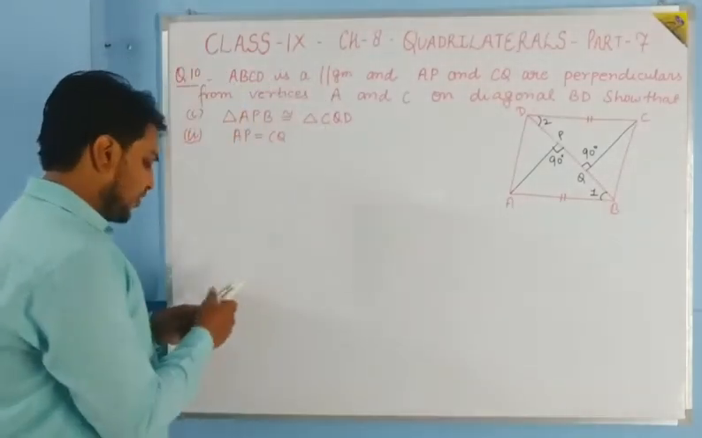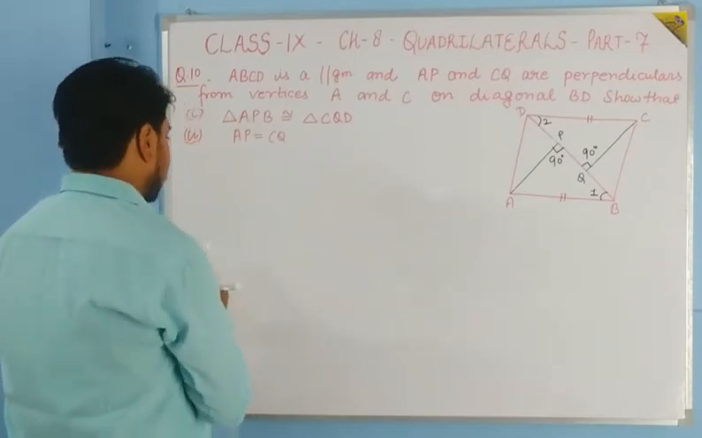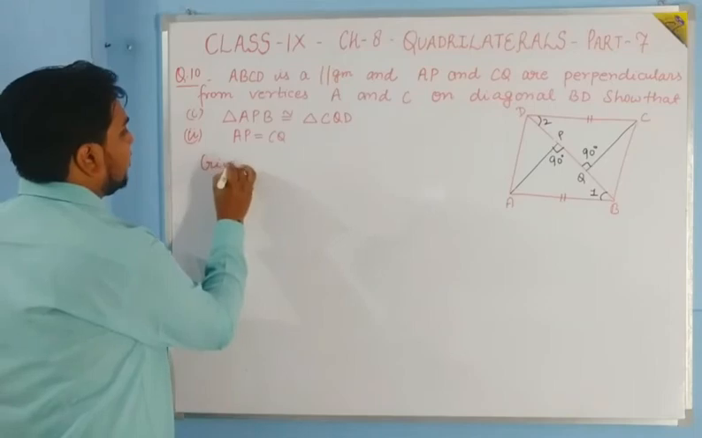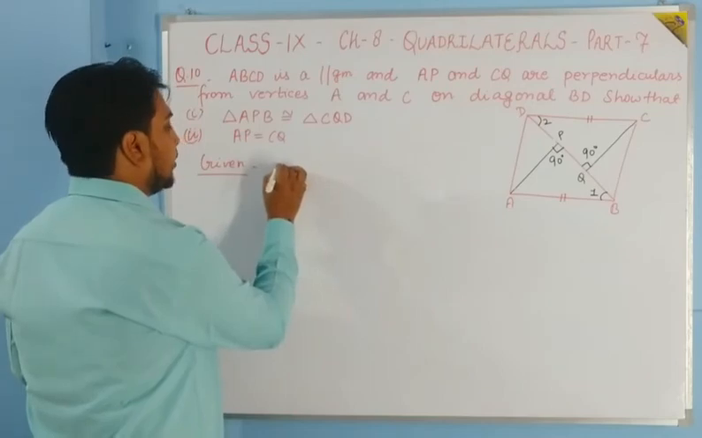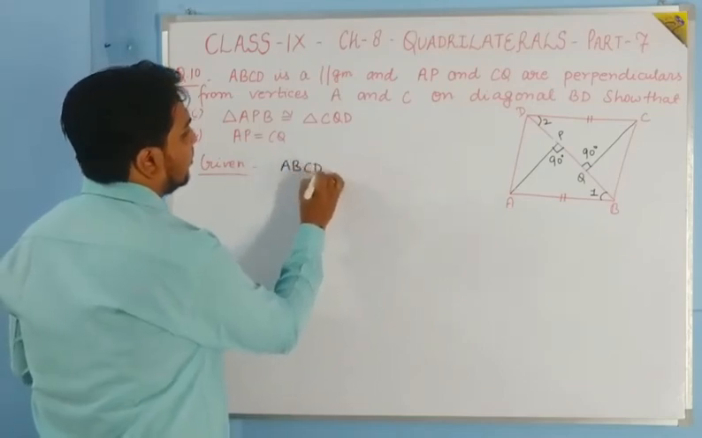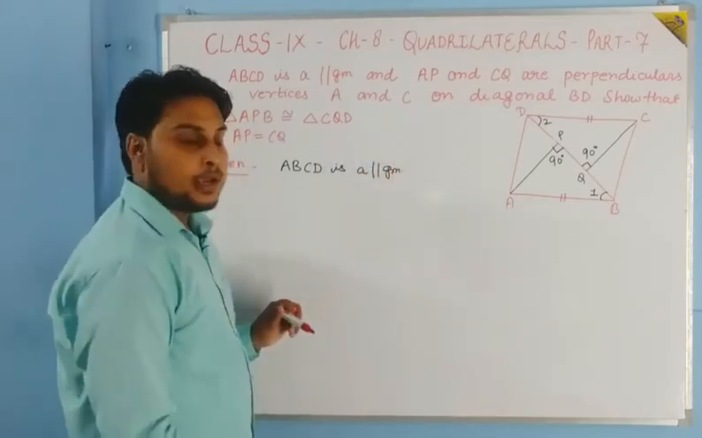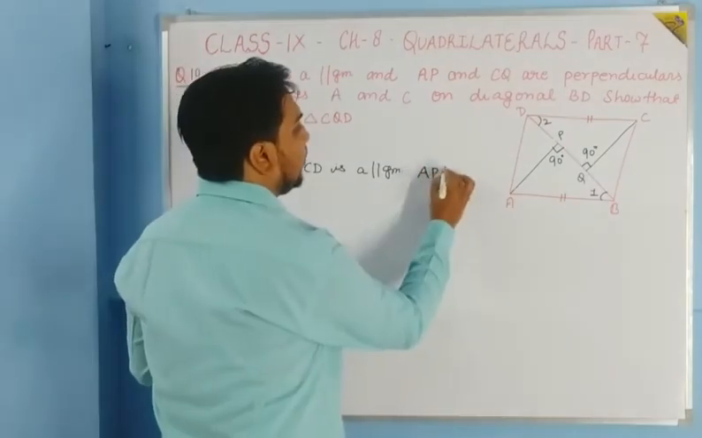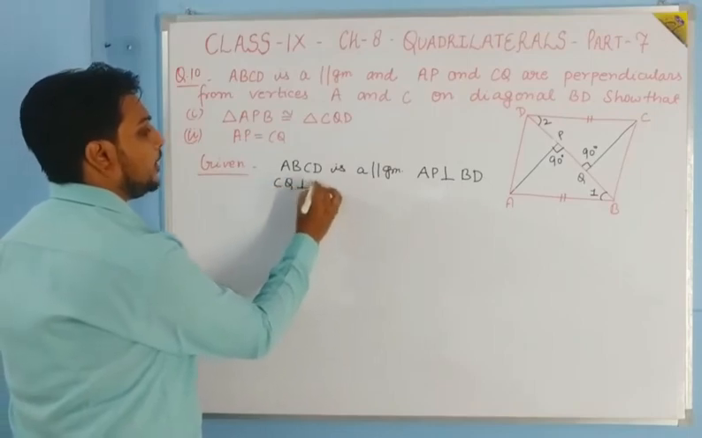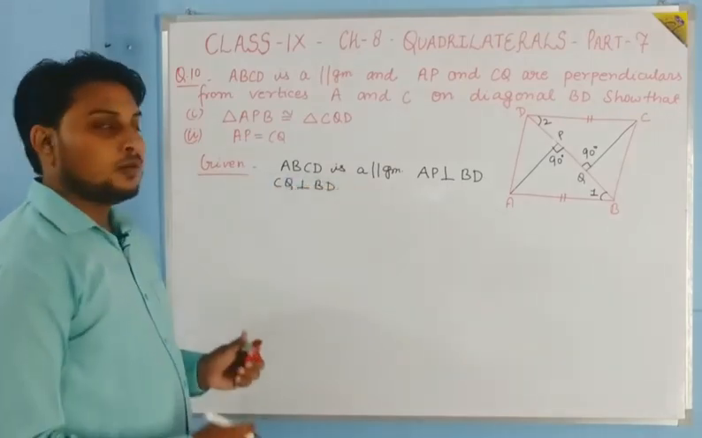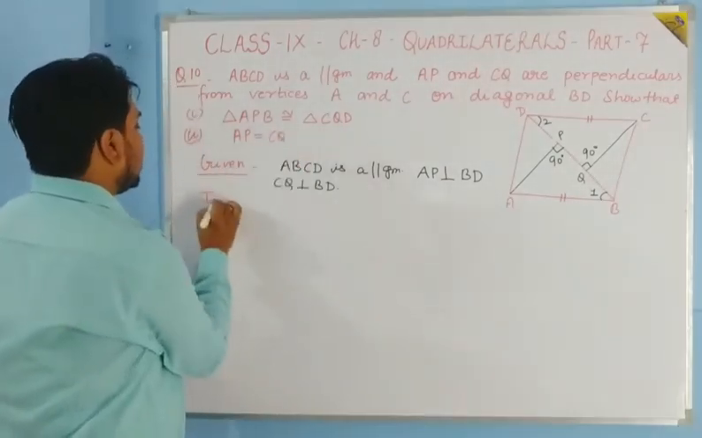So let us start. Firstly, we'll write what is given here. In the given part we'll write that ABCD is a parallelogram. And what else is given? That AP is perpendicular to the diagonal BD, and CQ is also perpendicular to the diagonal BD. This much is given. Now what is to show? Here two questions are there. To prove.